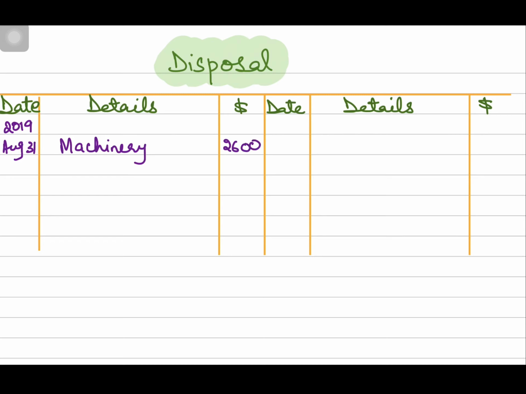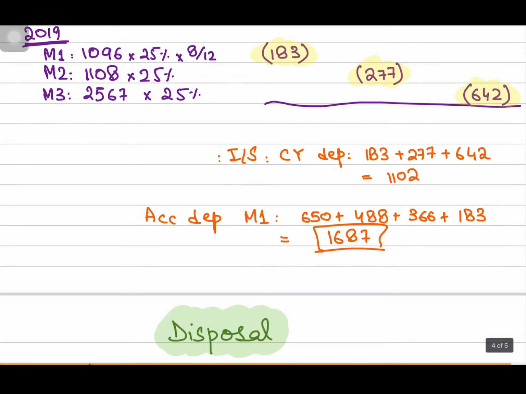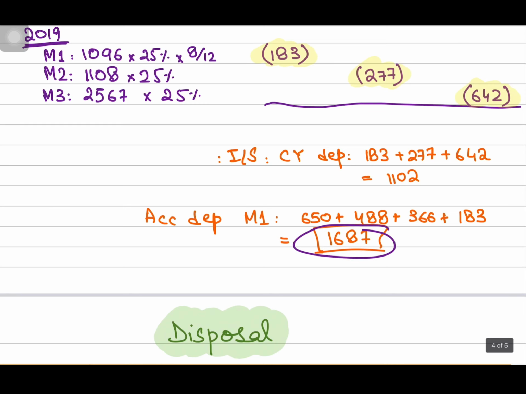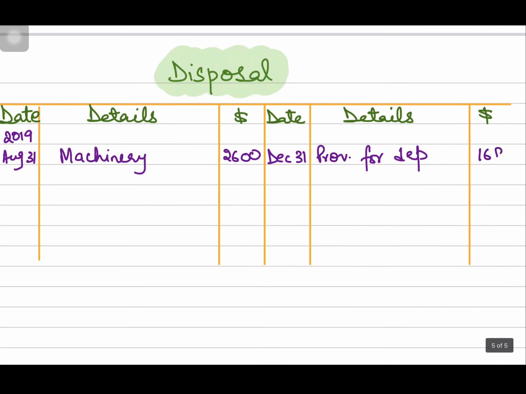Then secondly, what did we remove? We also removed the accumulated depreciation from the provision for depreciation account, right? And what was the accumulated depreciation? 1687. So we debited this in the provision for depreciation account, so this means that we have to credit it in the disposal account. Now what else is entered in the disposal account?